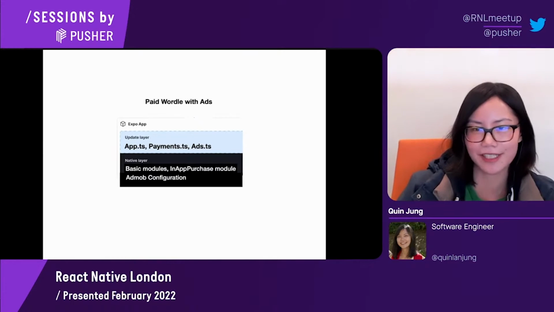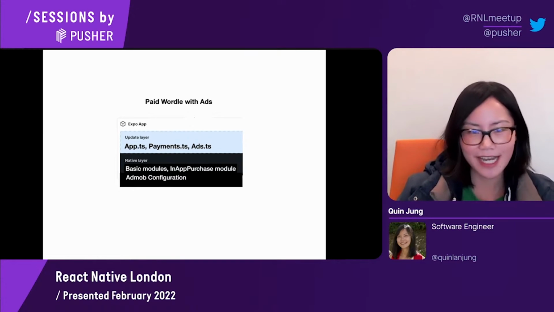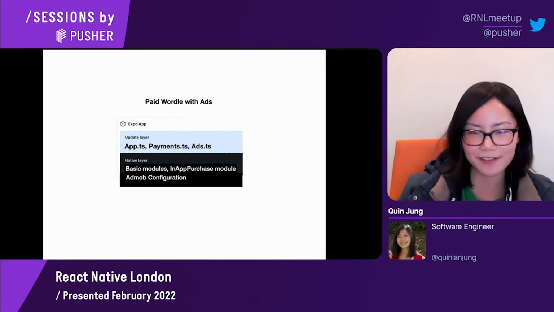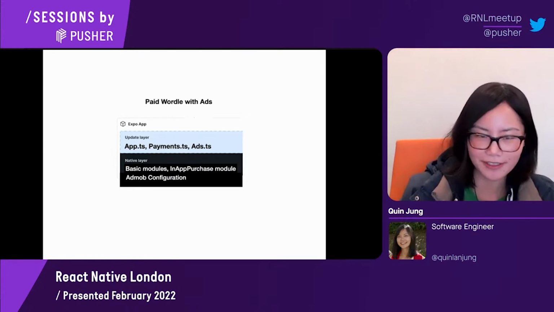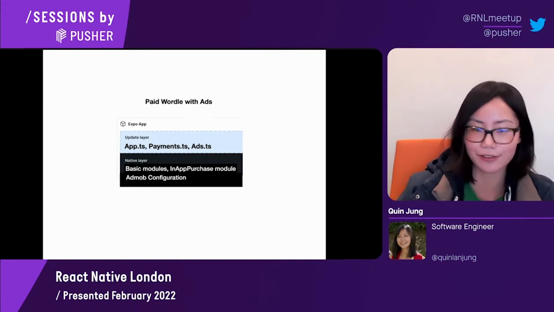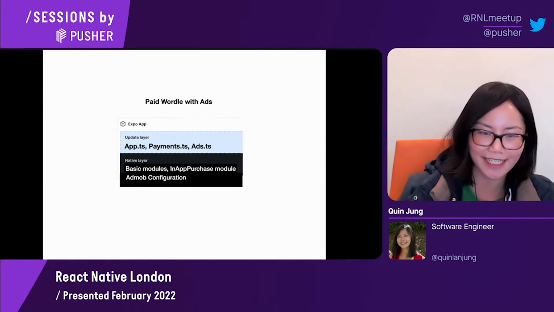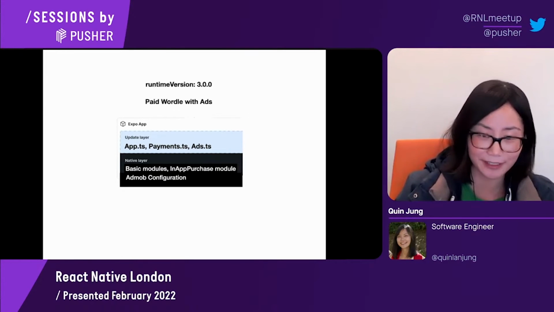Right, so let's quickly take a look at what the app binary would look like for a paid Wordle with ads. You're going to have your initial logic for your app, the game logic, the payments logic, and you're going to have additional ads logic. And in the native layer, we have the basic modules and the in-app purchase module. And if you're using something like Google AdMob, you're going to have to update your Google Services JSON or your info plist. And these are all things that are static and can only change when they're rebuilt. And because they're a change in the native layer, we want to bump the runtime version from 2 to 3.